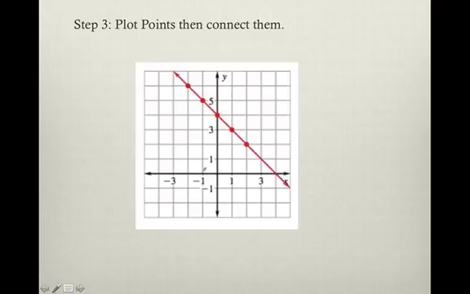-1, 5. Over -1, up 5, plot my point. 0, 4. So that is a 4 on the y-axis right there. You'd plot your point. 1, 3: 1 to the right, 3 up. 2, 2: 2 to the right, 2 up. So once I've plotted all the points in my table, I would then draw a line through those points. As you see, that's already been done here. Draw the line. Make sure that you put arrows on the end, because this is the graph of a line.